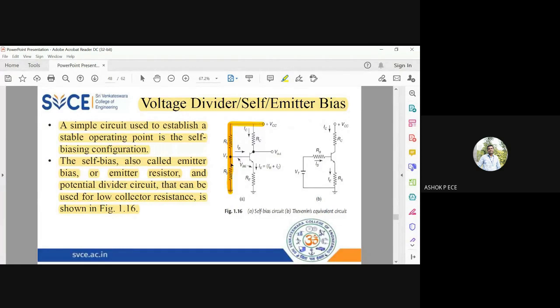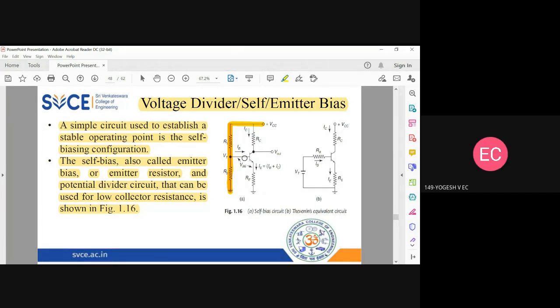So R2 is connected between VT and ground. R1 is connected between VT and VCC, which is now grounded. So what is the equivalent Thevenin resistance now? What is the Thevenin's resistance value? Can anybody say in terms of R1 and R2? Are R1 and R2 series or parallel? I told you R2 is connected between VT and ground. R1 is connected between VT and ground. So what can you say about R1 and R2?